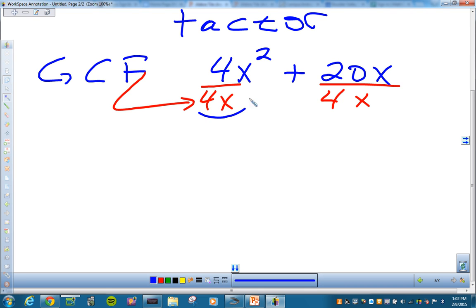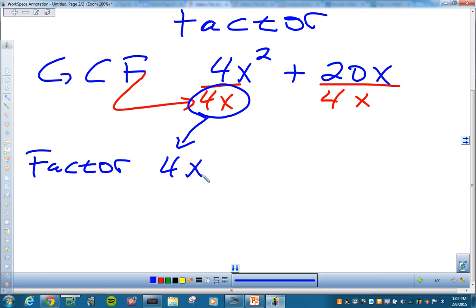So here's what I do when I'm factoring. So now we're going to factor. We did the greatest common factor. Now we're going to write this in factor form. So you know when we distribute it, we're going to do the opposite of distribute. We're going to pull out the greatest common factor, and then write what we have left in the parentheses. So what I do is I take that 4x and I write it in front of the parentheses.